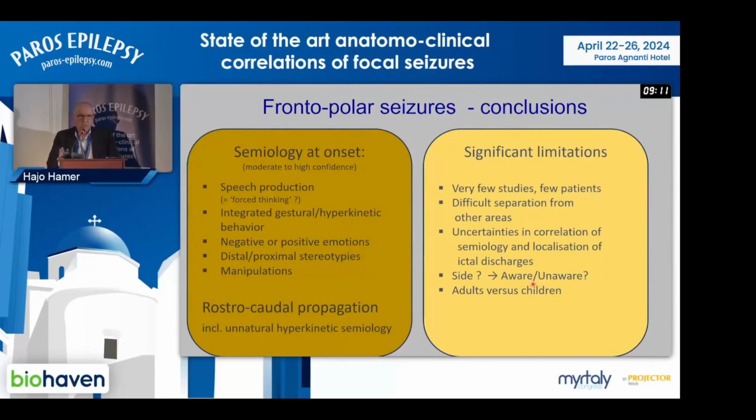I was surprised that I didn't find very much information on this. So that's why I leave it open about impairment of consciousness, aware or unaware. And with these few patients, I could not differentiate adults from children, and in some of the papers, they didn't give the information. So what do we have? I think we do have an idea and hypothesis about what happens in the frontopolar area if there is an ictal discharge in it. And it's probably some integrated hyperkinetic behavior. It should be semi-purposeful, not anarchic, as the Marseille group put it. You have emotions with it.